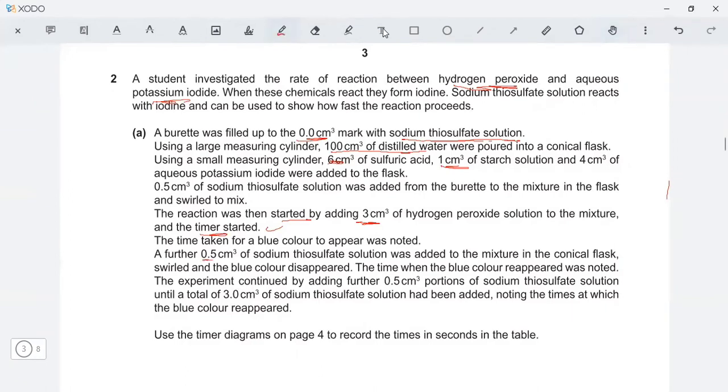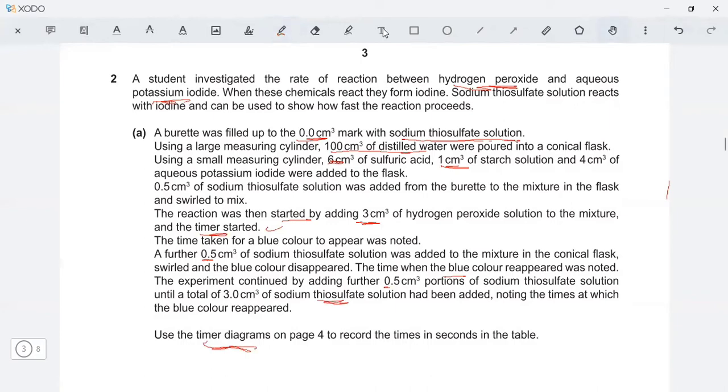A further 0.5 cm3 of sodium thiosulfate solution was added to the mixture in the conical flask and swirled, and the blue color disappeared. The time when the blue color reappeared was noted. The experiment continued by adding further 0.5 cm3 portions of the sodium thiosulfate solution until a total of 3.0 cm3 of thiosulfate solution had been added, noting the time at which the blue color reappeared. Use the timer diagrams on the page to record the time in seconds in the table.